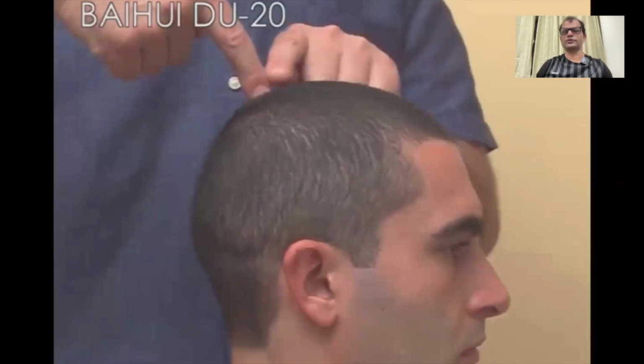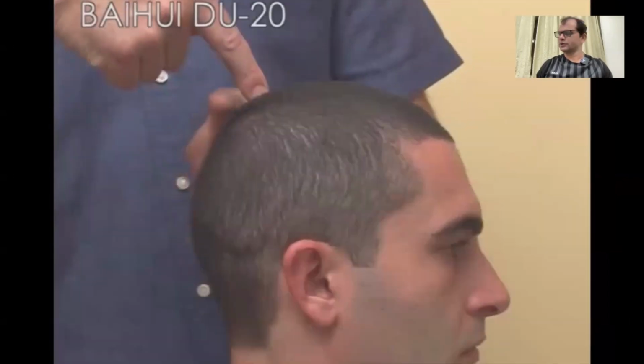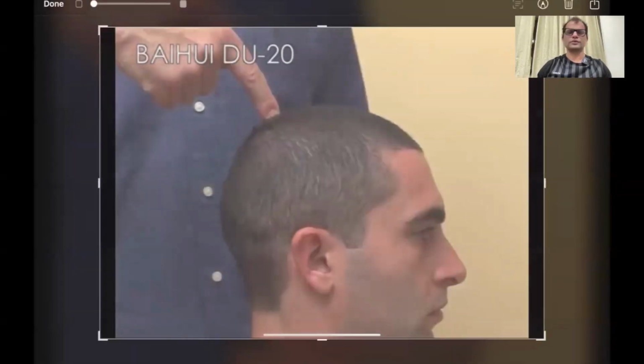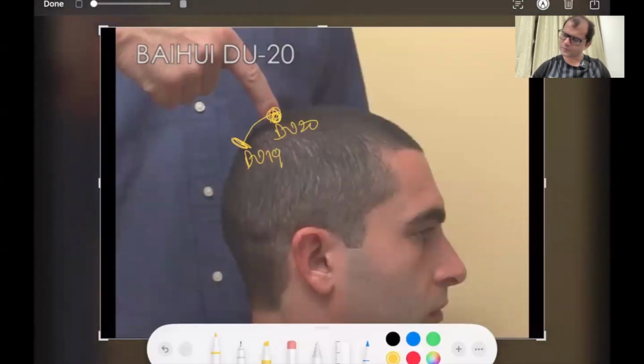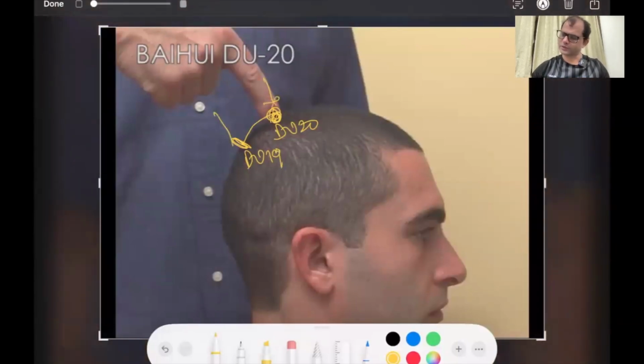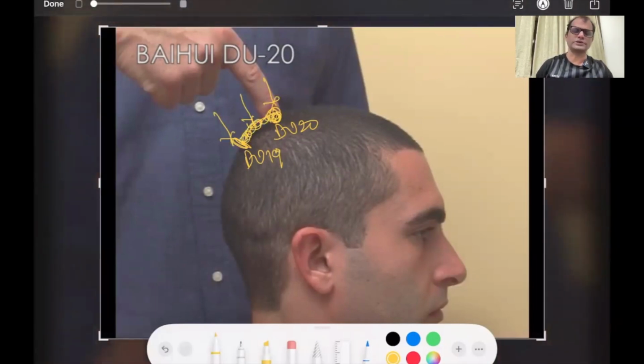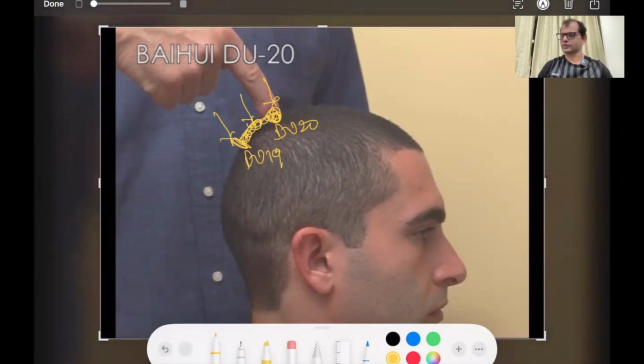Now from this point, if we go further 1.5 chun back, that is DU19. So we will put one needle here, or anywhere in between. We can search the ahshi point. We can choose the painful point and put the needle there. It is also a very effective point for tailbone pain.